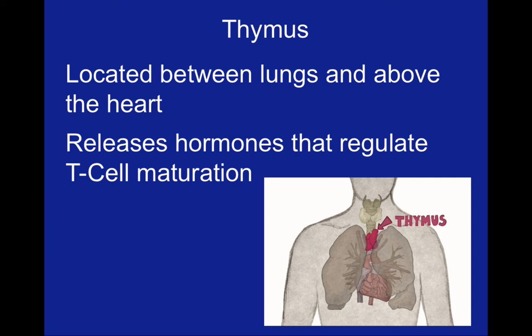In order for a cell to become immunocompetent, it needs to be able to recognize foreign substances and attack them, but at the same time recognize self-substances that are not foreign and not attack them. And it is the thymus that's primarily responsible for making sure that our T cells live up to both of those criteria.